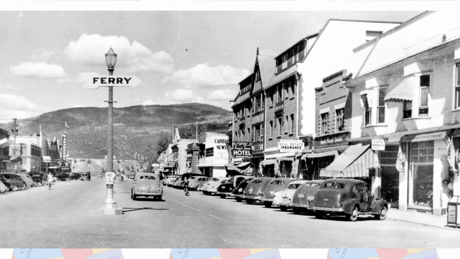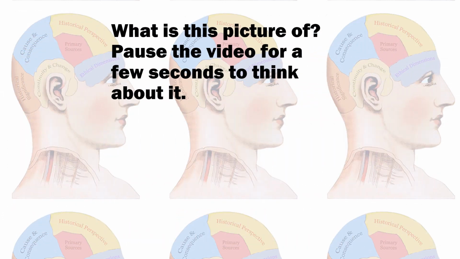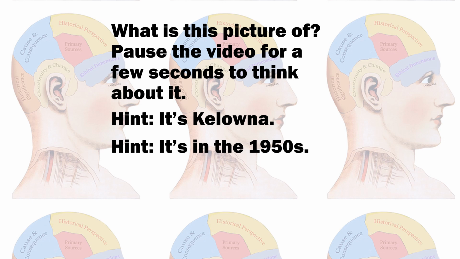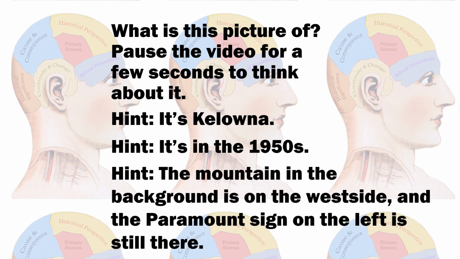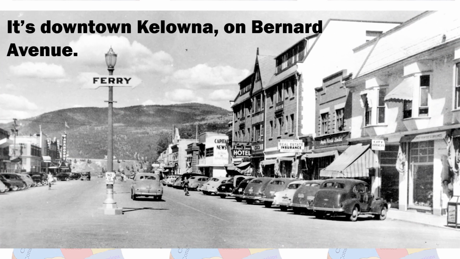So this is another historical picture. Take a moment to look at the details, see if you can see anything that gives you an idea of where this picture might have been taken or what it's a picture of. Pause the video for a few seconds to think about it if you'd like. It's Kelowna. It's in the 1950s. The mountain in the background is on the west side, and the Paramount sign on the left is still there. This picture is of downtown Kelowna on Bernard Avenue.